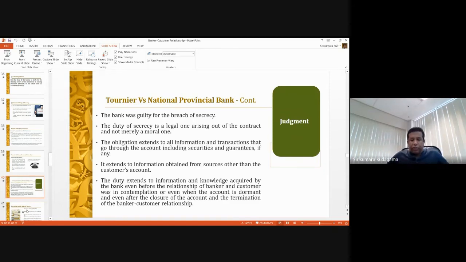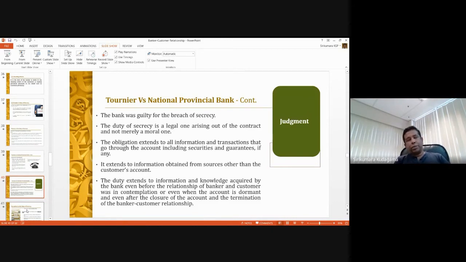The court was of the view that the obligation of the banker extends to all information and transactions that go through the account, including securities, guarantees, if there are any, and it extends to information obtained from sources other than the customer's account, whichever the source is. A bank is bound not to divulge information to any third party, and this duty is applicable even in respect of information the bank has obtained prior to the start of the bank customer relationship.